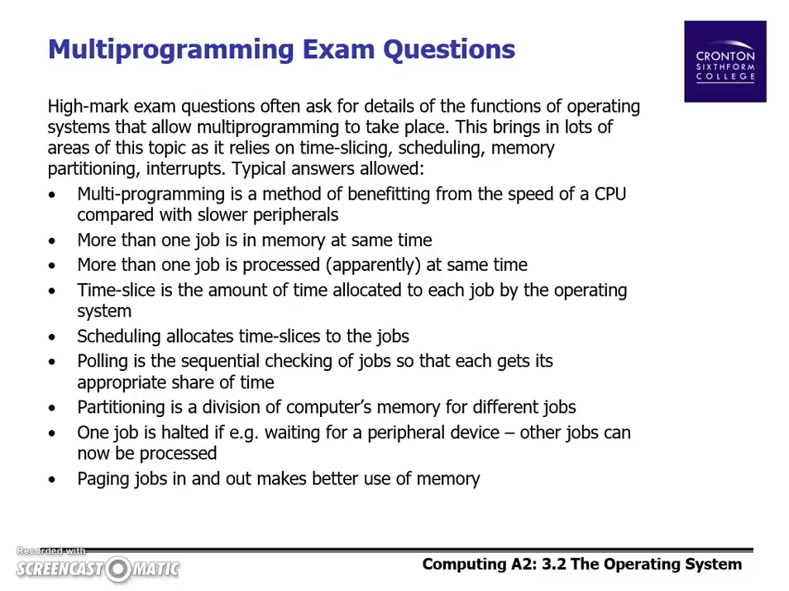One job is halted if, for example, it is waiting for a peripheral device. Other jobs can now be processed. Paging jobs in and out makes better use of memory. This promotes efficient use of the CPU. Okay, and then finally, this is achieved by the use of interrupts. So that marks the end of this topic.